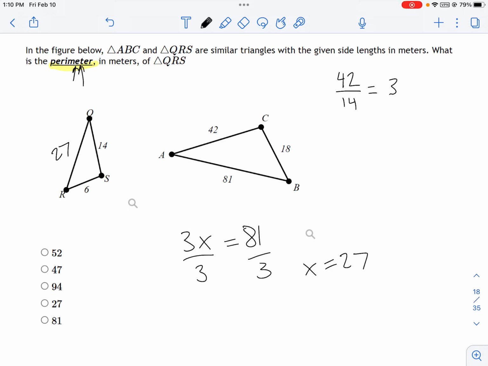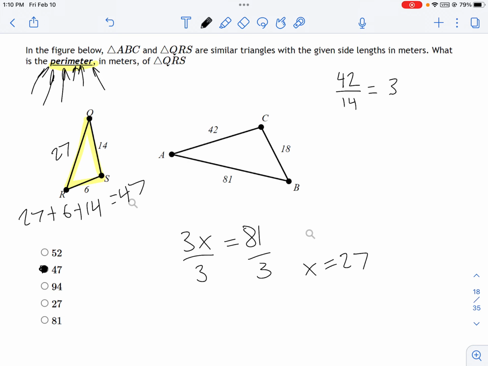However, was it asking for what is the missing side? No, it was asking for a perimeter, which means all we have to do is just add up the three sides. So 27 plus 6 plus 14. Well, 27 plus 6 plus 14 is 47. And that is the perimeter and thus your answer. That's it. That is all this one's asking for.